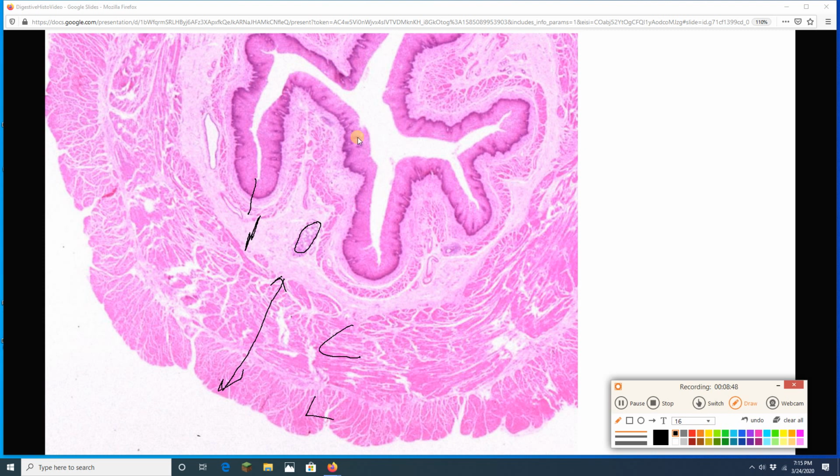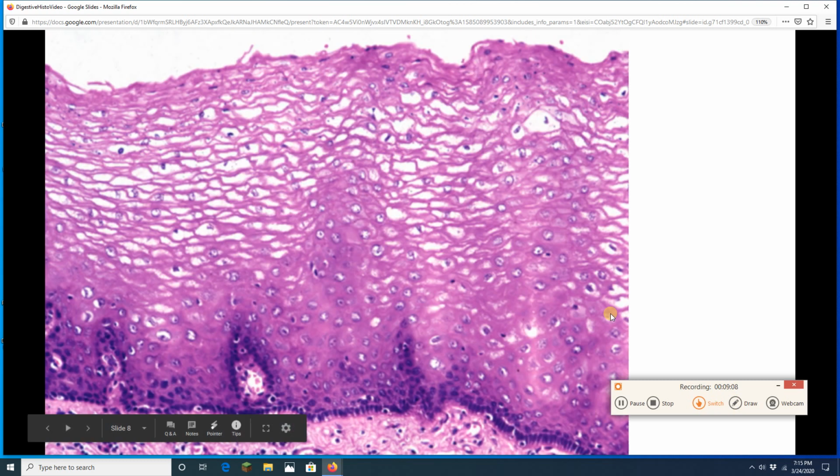Now, I see my epithelium in my mucosa. There it is. Beautiful. I see my Lamina Propria as well. I see my Muscularis Mucosa as well, right in there. That cute little guy. All right. So we see all that nicely on this esophagus.